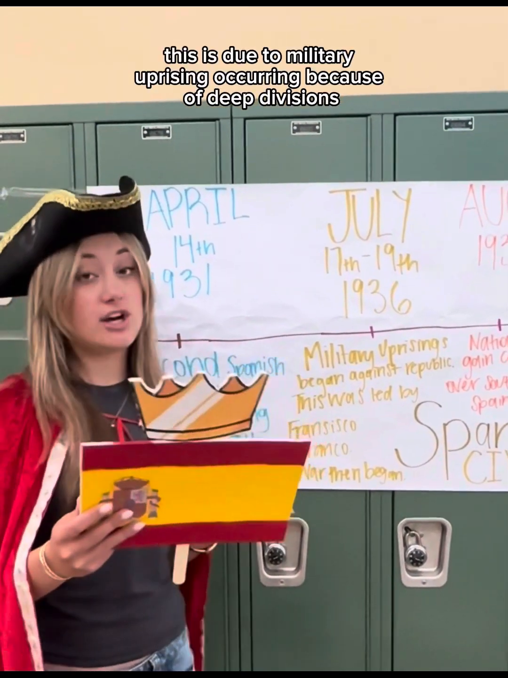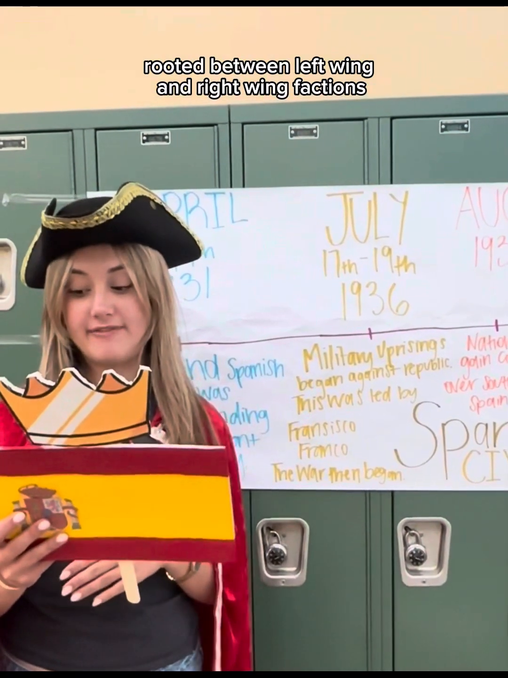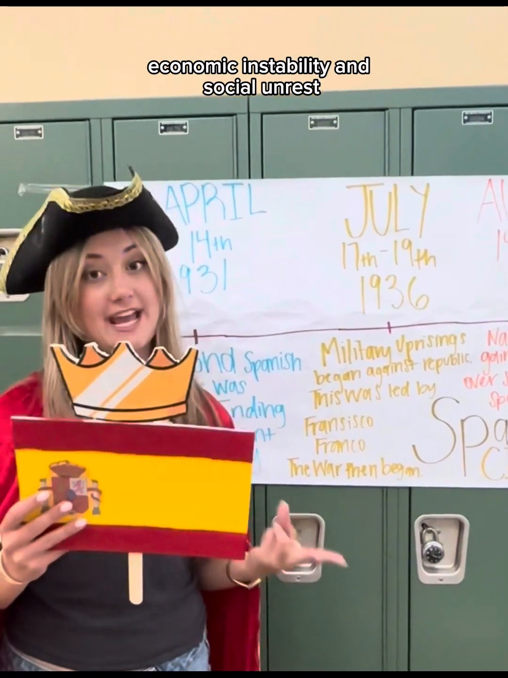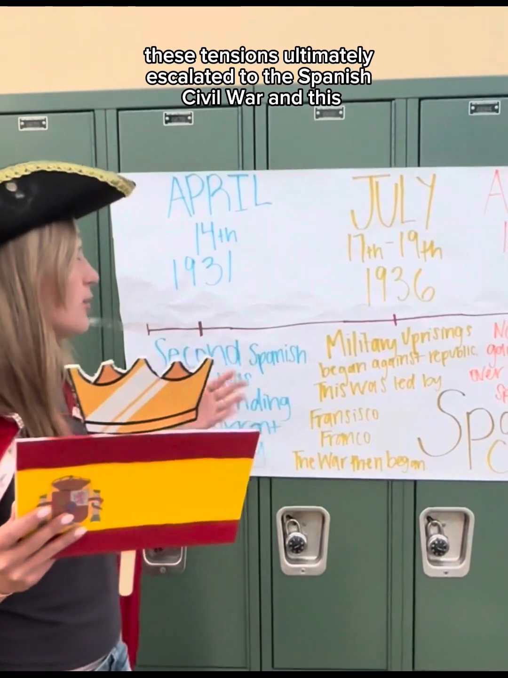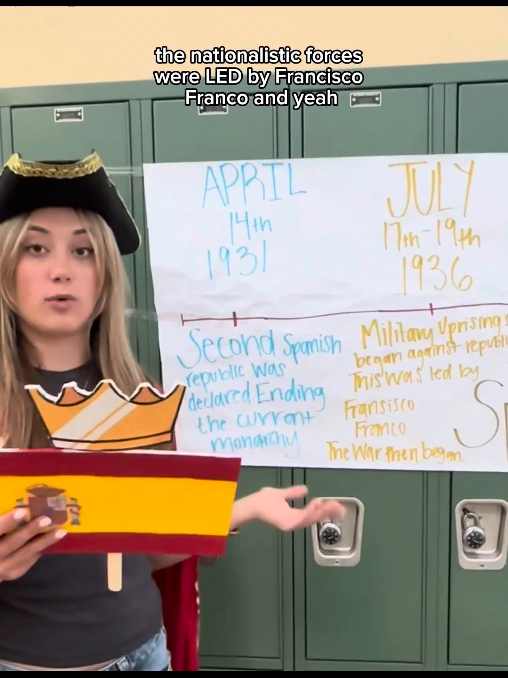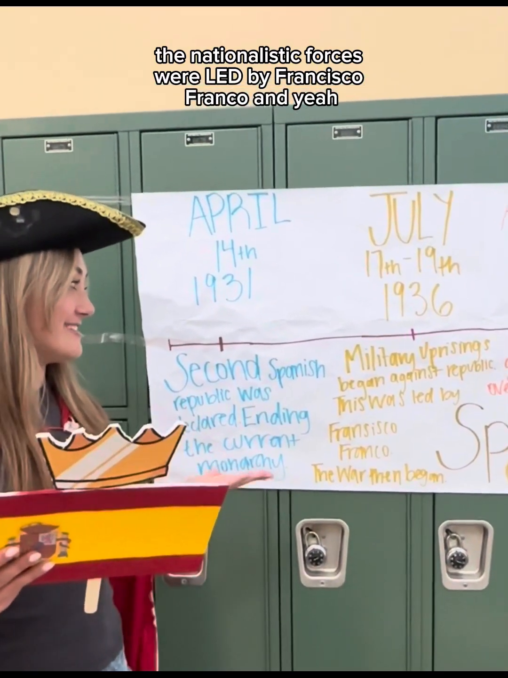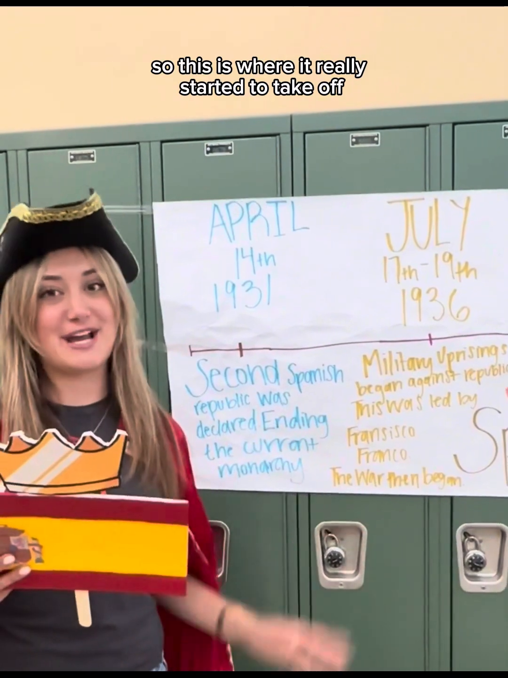This is due to a military uprising occurring because of deep divisions rooted between left-wing and right-wing factions, economic instability, and social unrest. These tensions ultimately escalated to the Spanish Civil War, and the nationalist forces were led by Francisco Franco, and so this is where it really started to take off.